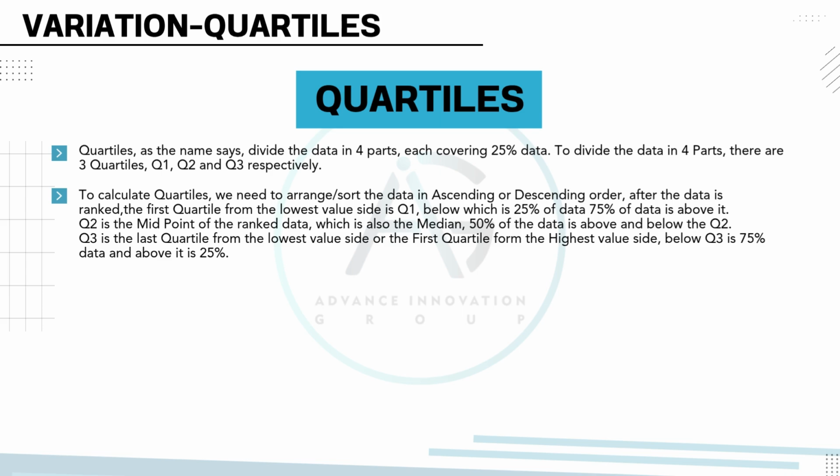Q3 is the last quartile from the lowest value side, or the first quartile from the highest value side. Below Q3 is 75% of the data, and above it is 25%.